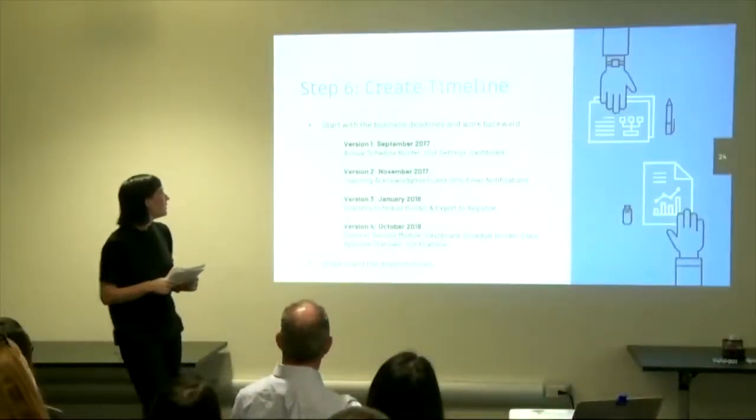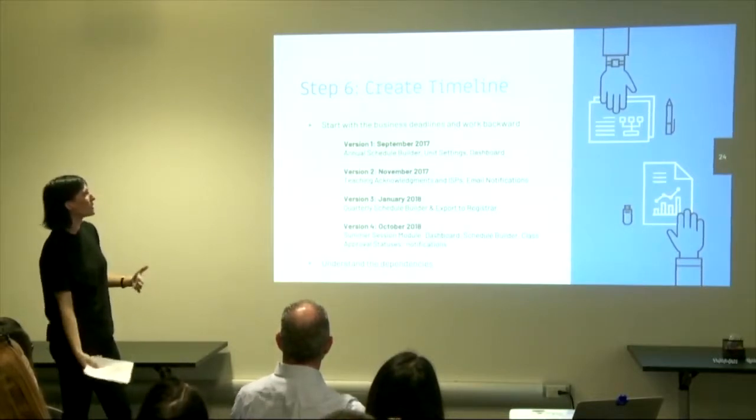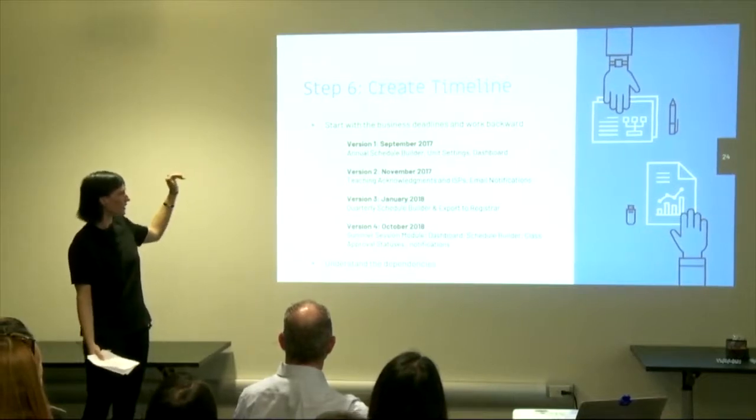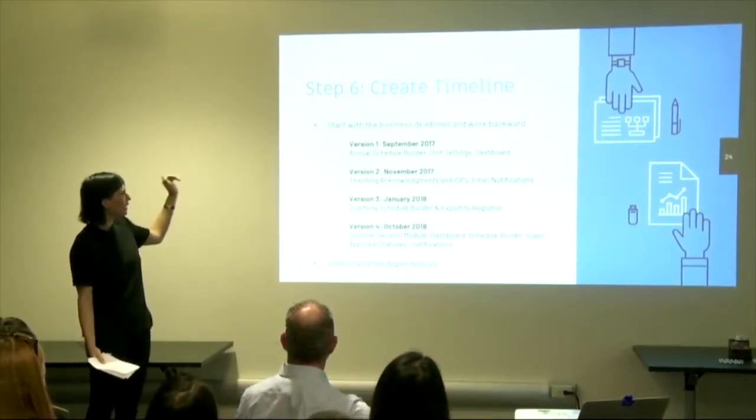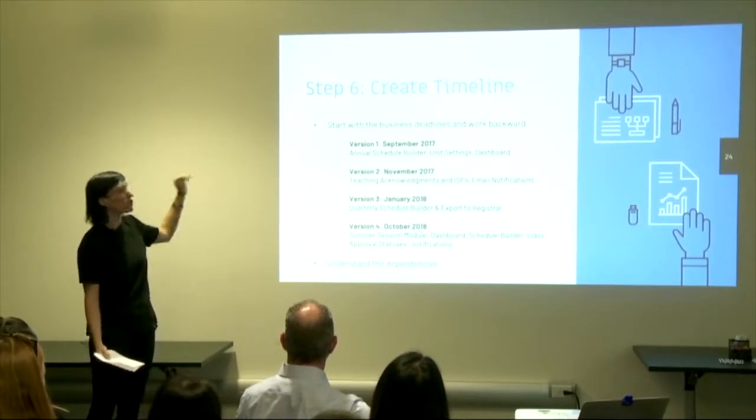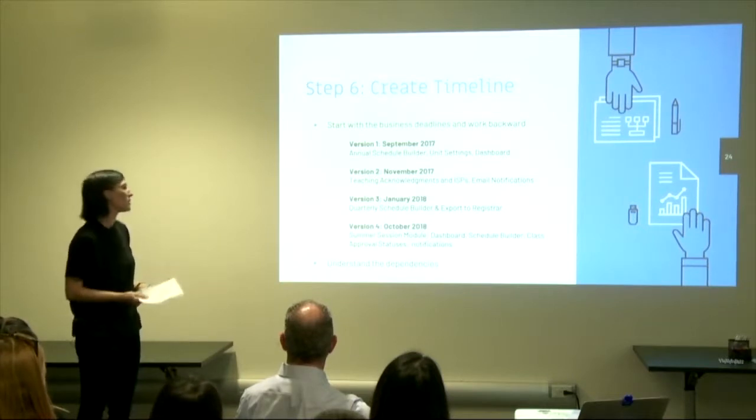Next. I'll say it again. We started with the business deadlines and worked backward. This is a little bit more detail than I think you guys really need to know about, but essentially the takeaway here is that the September, November, January, and October deadlines each corresponded with a major business deadline for the office that was receiving the information.